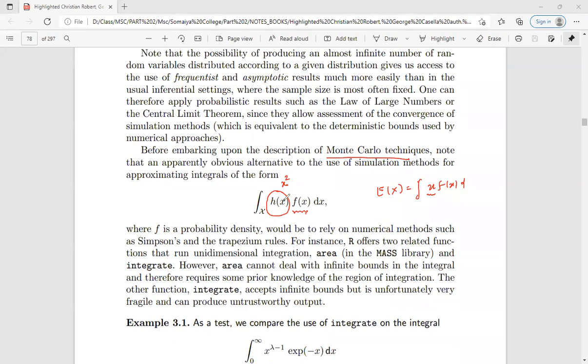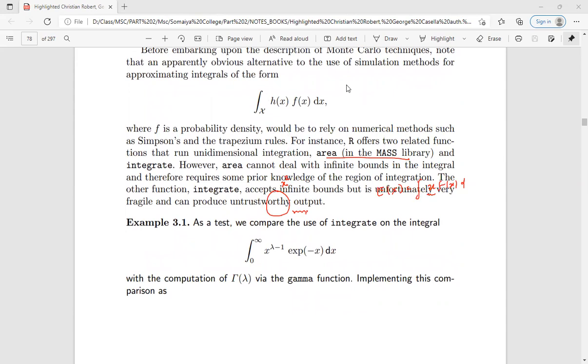Suppose you want to compute the integration, let's consider this example: the integral from 0 to infinity of x raised to lambda minus 1 times exponential of minus x. Normally in RStudio you can use the integrate function and get this value. It is the gamma of lambda; using the gamma function you may get the answer immediately. But suppose you want to generate observations from this function.